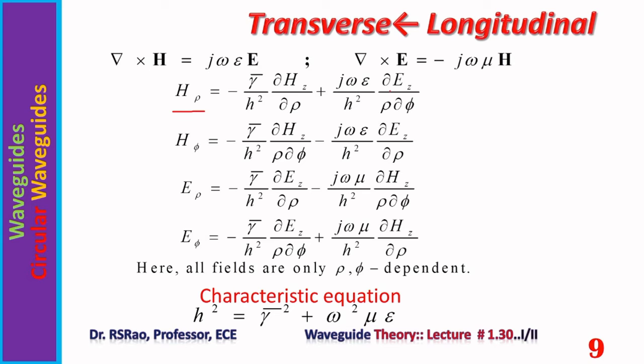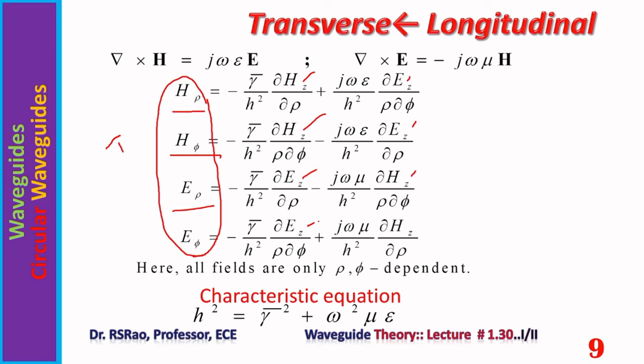Plus j omega epsilon by h square, ∂Ez by ∂rho ∂phi. Similarly, H rho, H phi, E rho, E phi. Note, on the left hand side we have H rho, H phi, E rho, E phi. As already mentioned, these are transverse components, transverse, normal to the direction of propagation. On the right hand side you have Hz, Ez. What are they? These are longitudinal components.